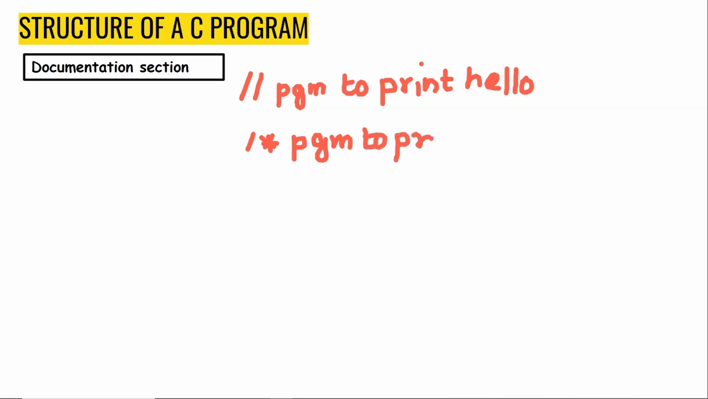Say for example, slash asterisk program to print hello asterisk slash. Next is the preprocessor section.